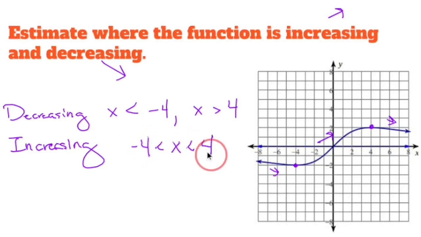And you might be thinking, well, what about at -4? What about at 4? Well, it's doing neither because it flattens out perfectly. And it flattens out like this. When it does that, that is technically a slope of 0, which is neither increasing nor decreasing. Lots of calculus stuff that you'll see when you deal with calculus, but that's my guy.